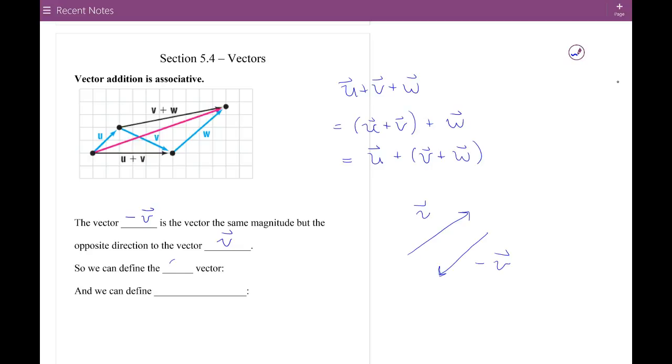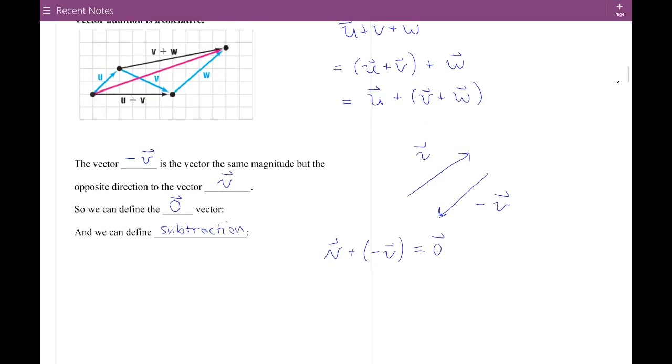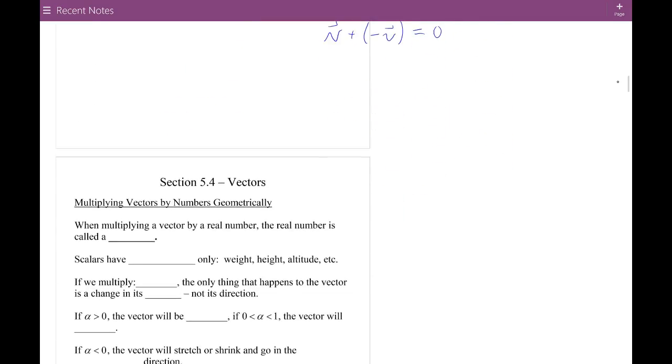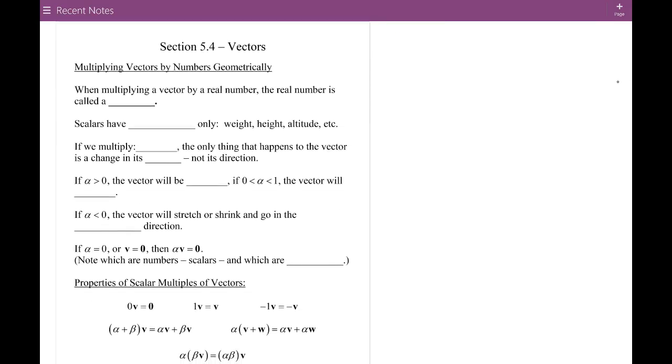So we can define the zero vector, and we can define the operation of subtraction. So we say vector v plus the vector that's opposite of v gives us the zero vector, and notice they all have to have vector symbols on them. So the zero vector is kind of a strange character because it has no length, but we need it so that we can define subtraction. And it's also called the additive identity in the land of vectors.